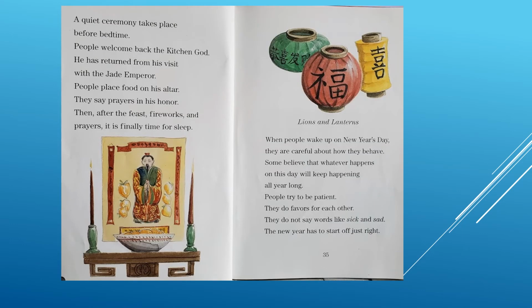A quiet ceremony takes place before bedtime. People welcome back the kitchen god. He has returned from his visit with the Jade Emperor. People place food on his altar. They say prayers in his honor. Then, after the feast, fireworks and prayers, it is finally time for sleep.